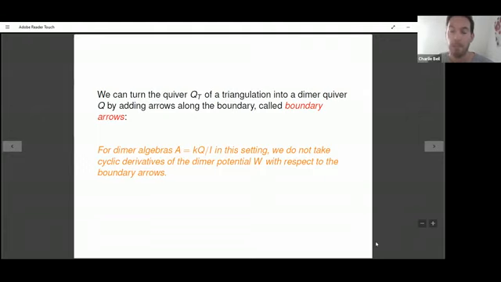So I should just say, people have studied it both ways. If you do take the cyclic derivatives with respect to the boundary arrows, you get a finite dimensional algebra. If you don't, then you get an infinite dimensional algebra. And in this context with the setting of cluster algebras, the right thing to do seems to be you don't take the derivative with respect to these boundary arrows.